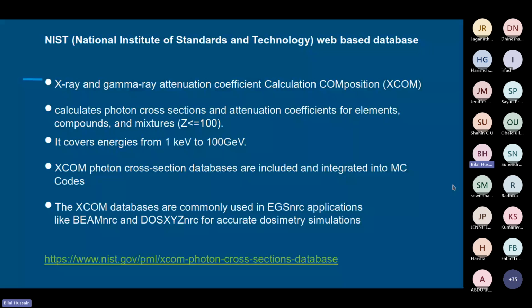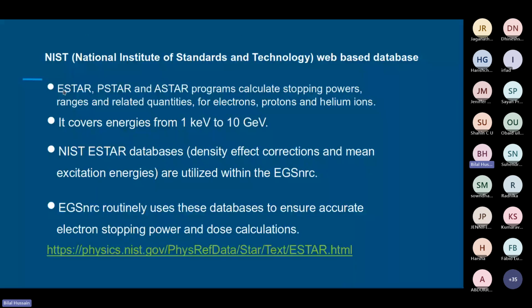The second important database from NIST is E star, P star, and A star. This is another database available for stopping powers of electrons, protons, and alpha particles. E star is for electron, P star is for proton, A star is for alpha particles. They have already tabulated the stopping powers, range, and other related quantities. It covers energies from 1 keV to 10 GeV.